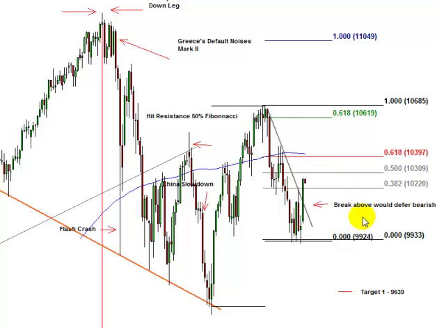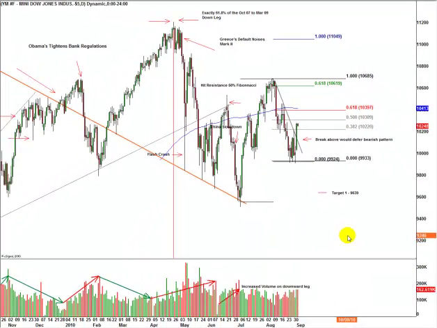If that breaks down, then we are continuing down to our target, which is at 9,639, and then that of course will test this lower line here, which was down around the 9,200. That's very broadly speaking mark.